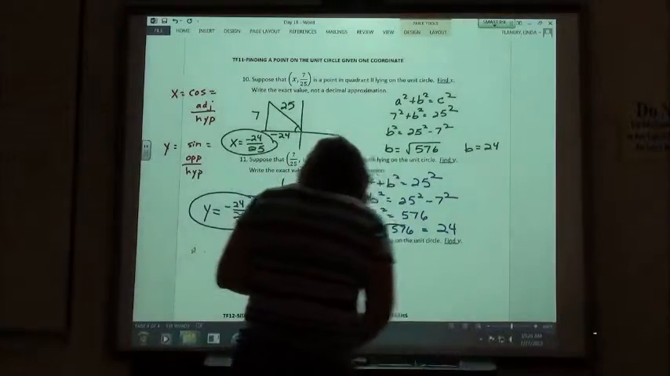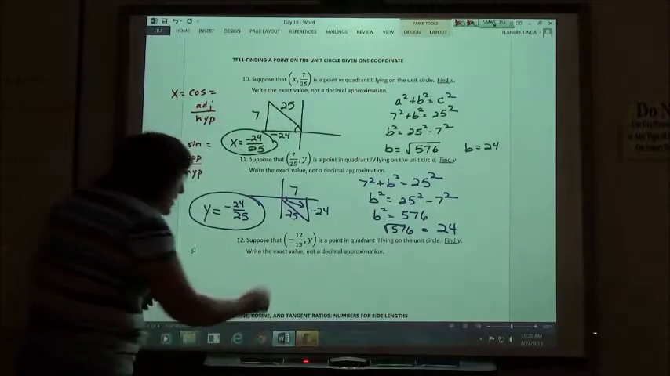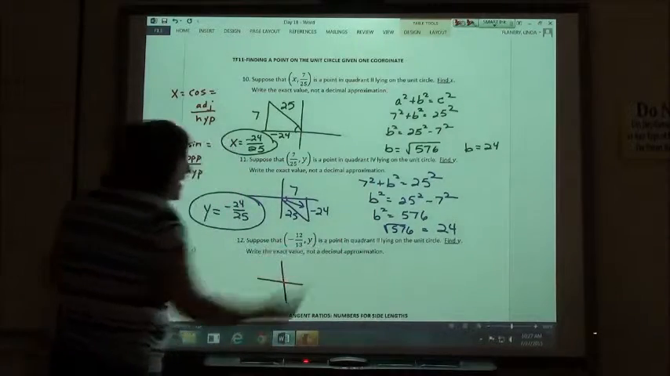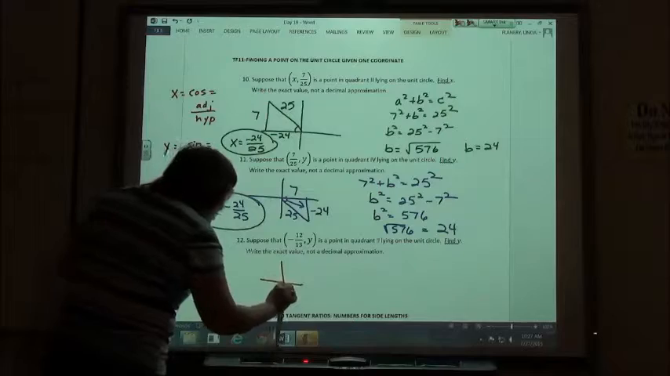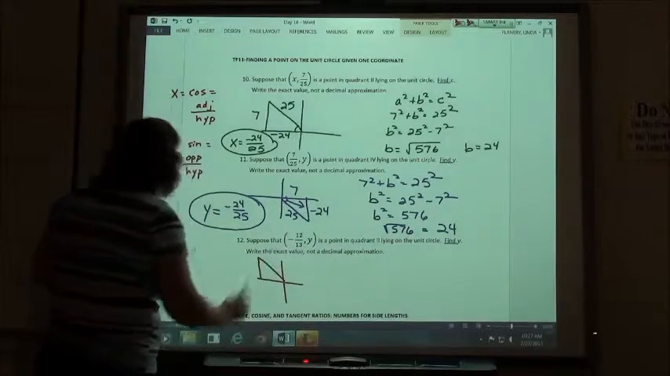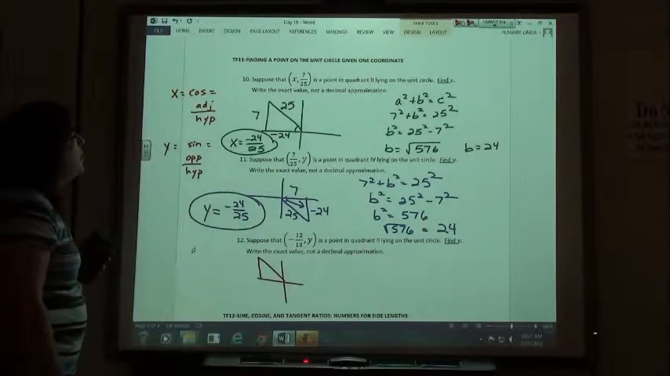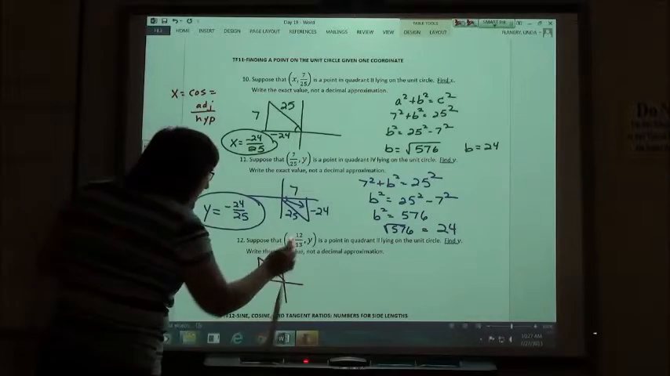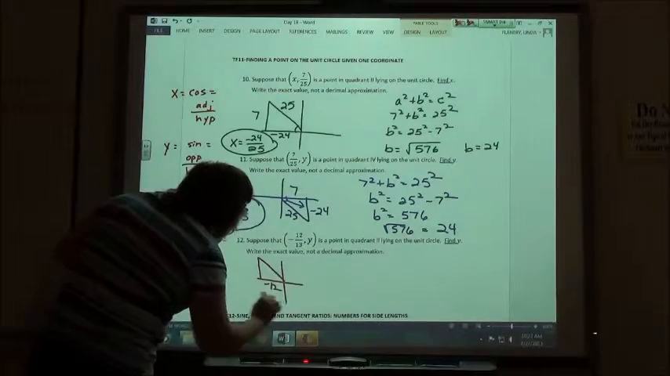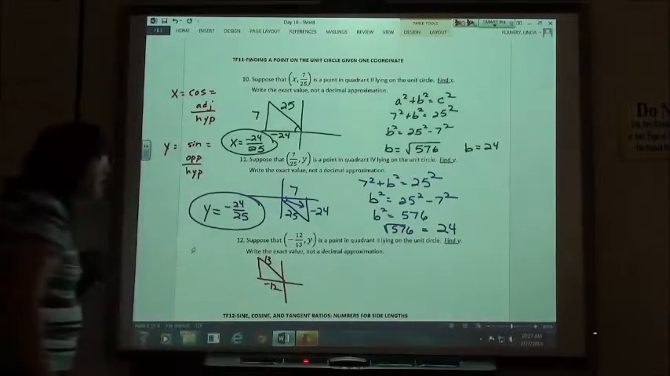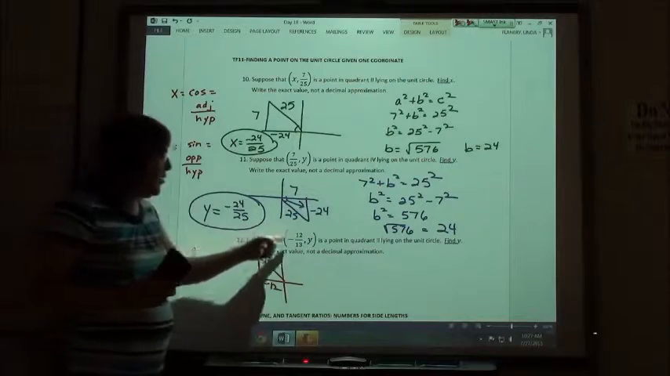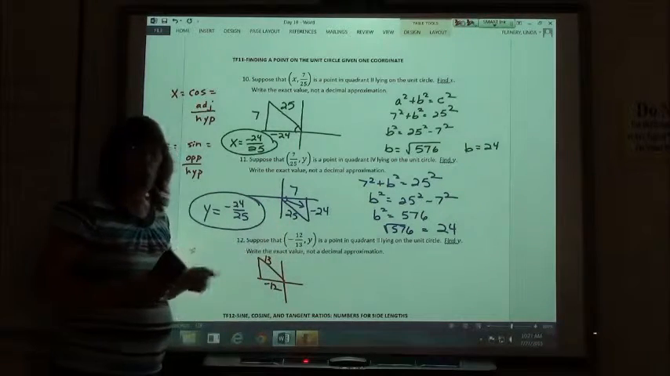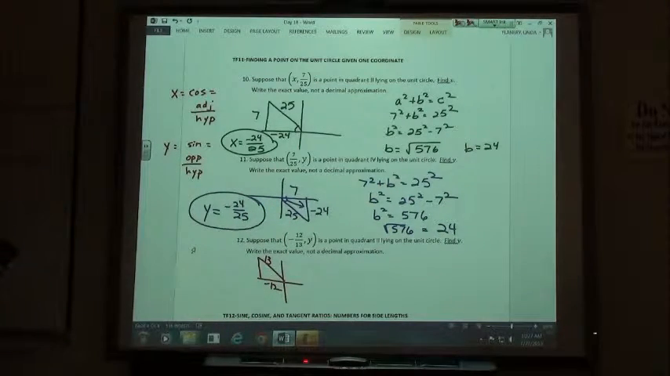And number 12, same kind of thing, at least they gave us different numbers. This time we have a point that is in quadrant 2. So in quadrant 2 we have our first value. Our first value is our cosine, so our adjacent side is negative 12. Our hypotenuse is 13. Your hypotenuse is always positive. So if you have the sine or the cosine, the negative is going to have to go with the top because the hypotenuse is always positive.